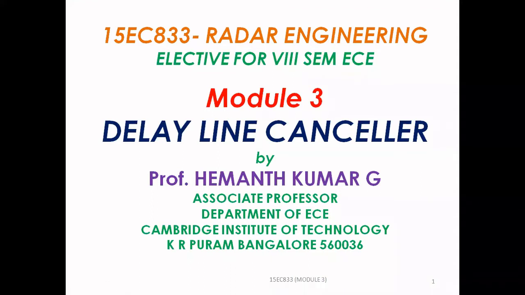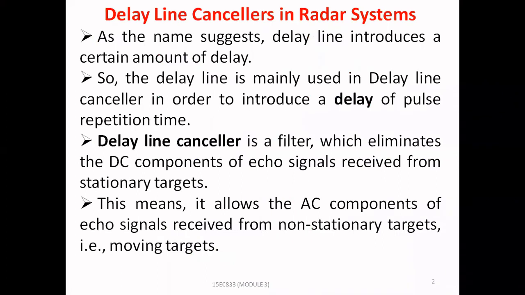Delay line canceller. Delay line canceller in radar systems. As the name suggests, a delay line introduces a certain amount of delay. So the delay line is mainly used in the delay line canceller in order to introduce a delay of pulse repetition time.